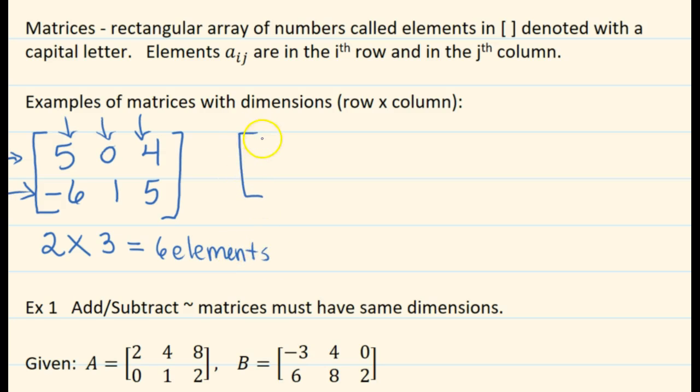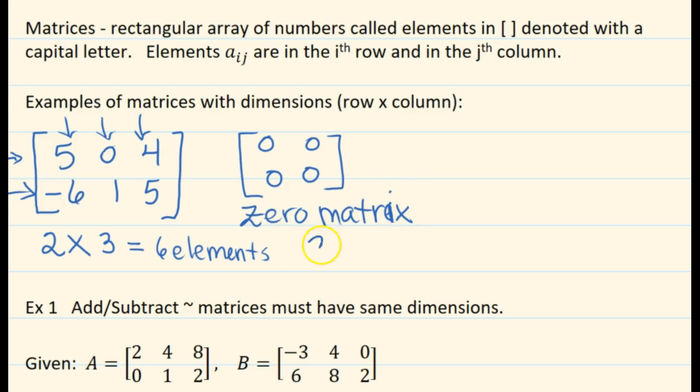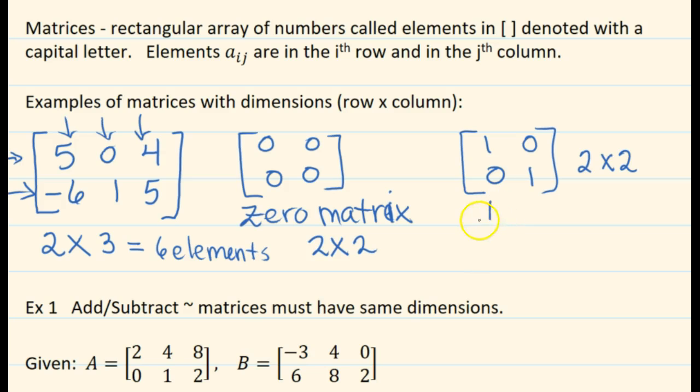We can also have special matrices. Here is what we call a zero matrix, and that's because it has all zeros as its elements. Notice this is a 2 by 2 matrix. Last but not least is a special matrix: 1, 0, 0, 1. Again, this is a 2 by 2 matrix, and this one is called the identity matrix. We'll talk more about it later.